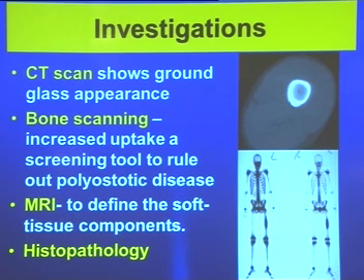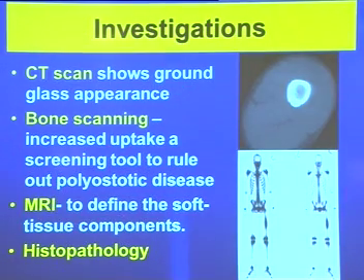The investigation besides the plain X-rays, what we do is sometimes a CT scan to show you the complete involvement, and also it's homogeneously ground glass on the CT appearance. Bone scanning, when you suspect polyostotic involvement, you do a bone scan and the technetium uptake is picked up in different areas, and that can tell you that it's the polyostotic disease, and then you can go in for localizing investigations.